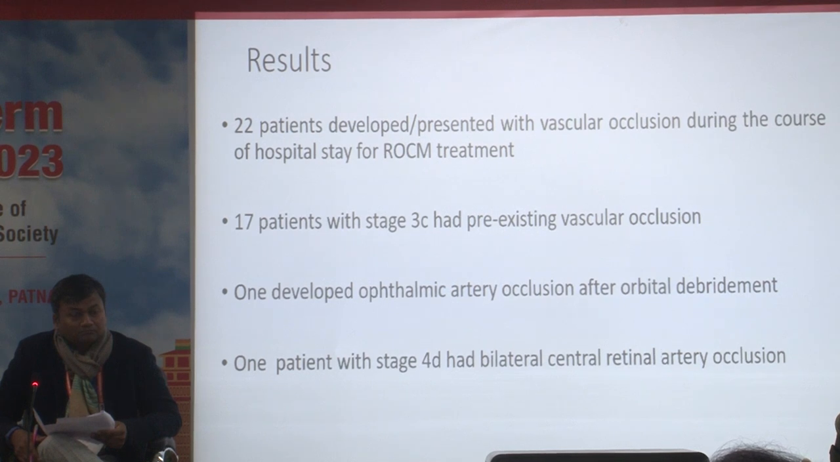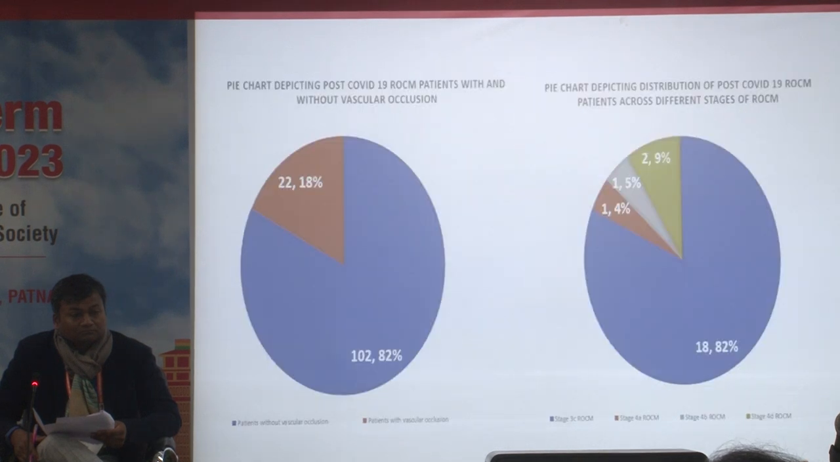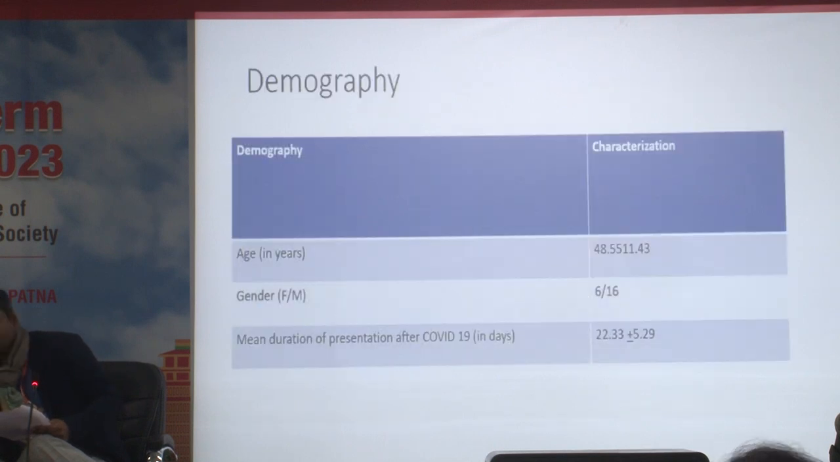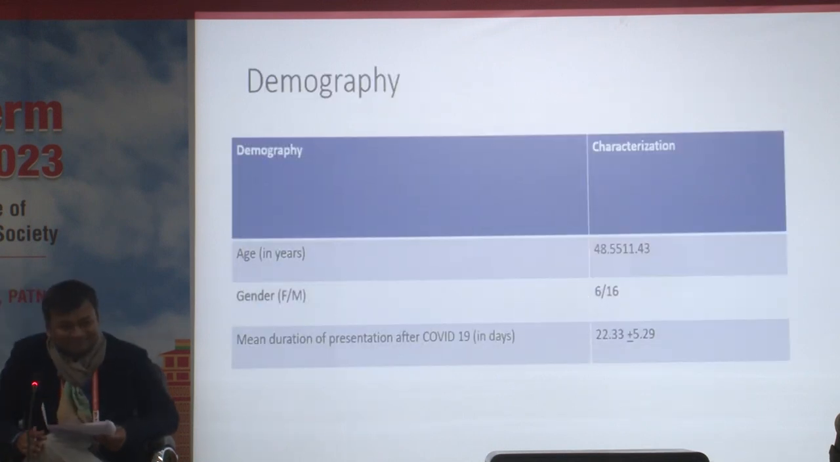One patient with stage 4D had bilateral central retinal artery occlusion. So 18% of all the hospital admissions regarding COVID, post-COVID-19 ROCM patients had vascular occlusion, out of whom 82% had stage 3C ROCM. It had a male predominance, and the mean duration of presentation after COVID-19 was 3 weeks.